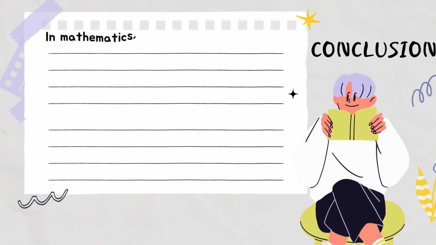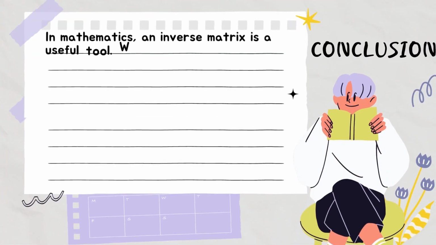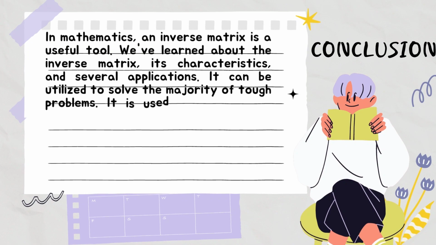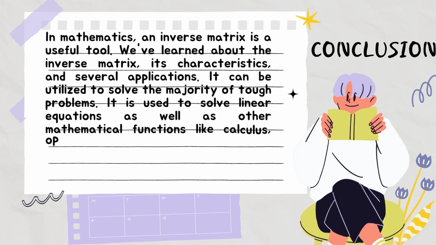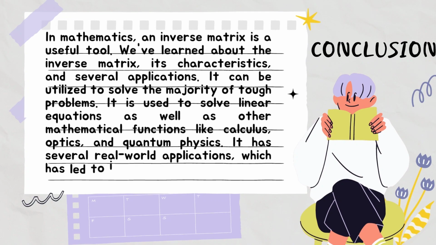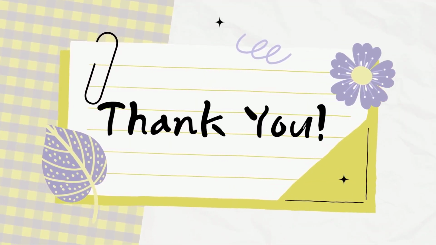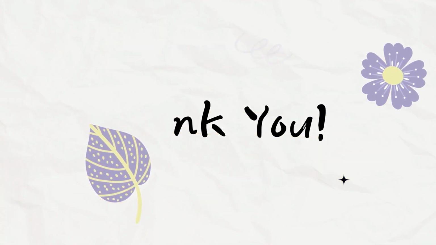In conclusion, in mathematics, an inverse matrix is a useful tool. We have learned about the inverse matrix, its characteristics, and several applications. It can be utilized to solve the majority of tough problems. It is used to solve linear equations as well as other mathematical functions like calculus, optics, and quantum physics. It has several real-world applications which have led it to having an important role in mathematics. That's all from us.